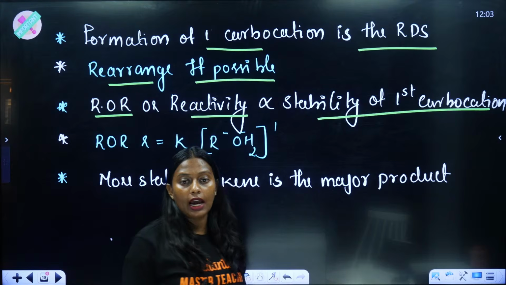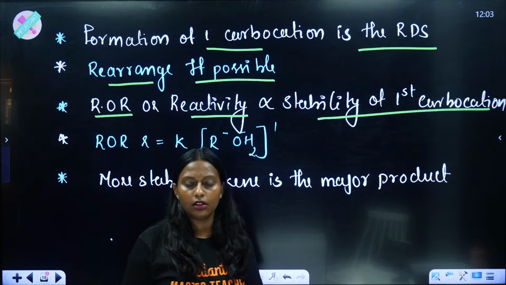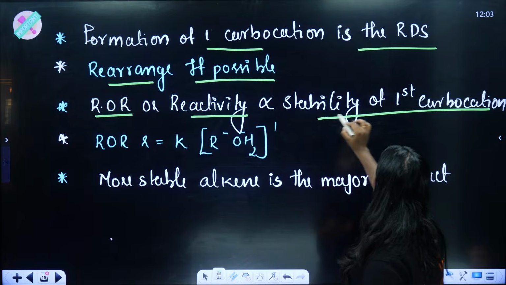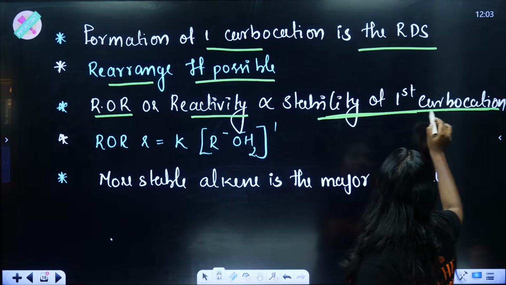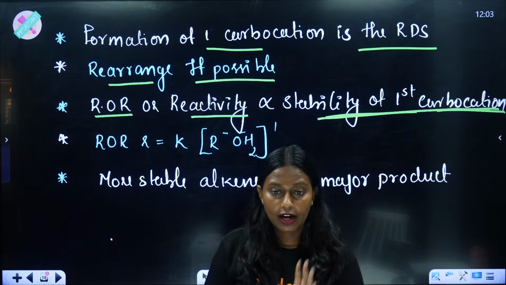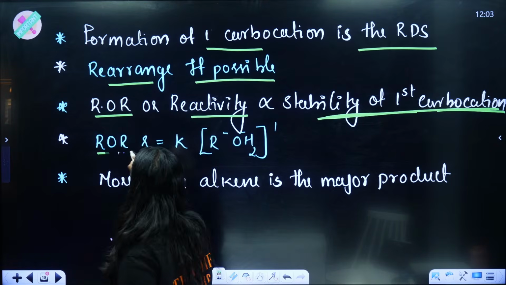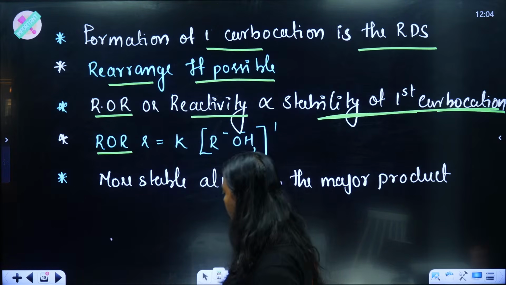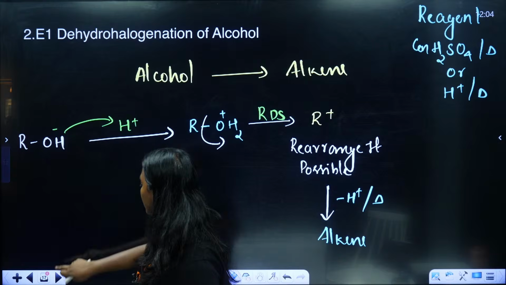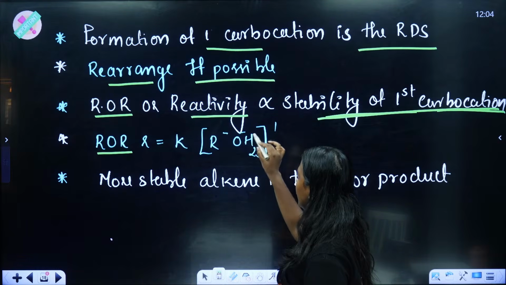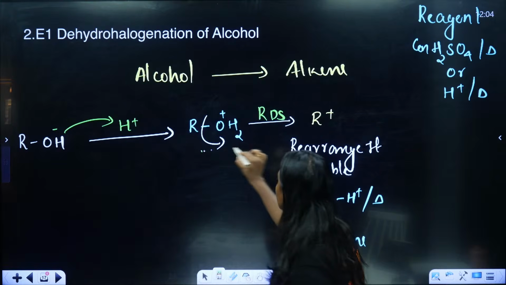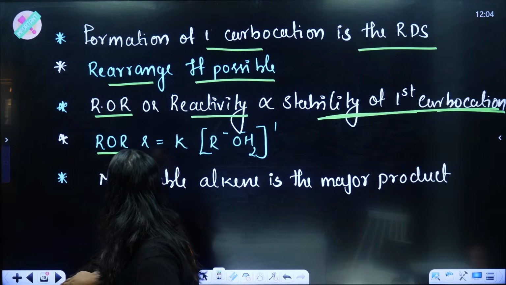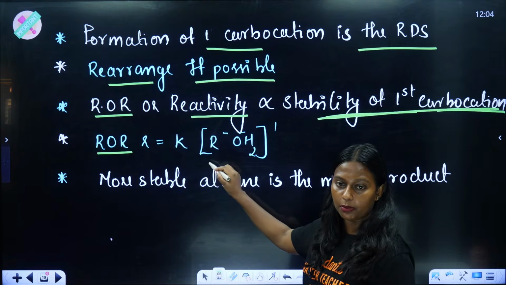Rate of reaction and reactivity: the rate of reaction or reactivity is directly proportional to the stability of the first carbocation. So next, what is the rate of reaction? Rate of reaction is equal to K into R, because here there is R, OH, and R, H. So here I can write R minus, and this is the intermediate form. This is the rate determining step; that is how the rate of reaction is determined.